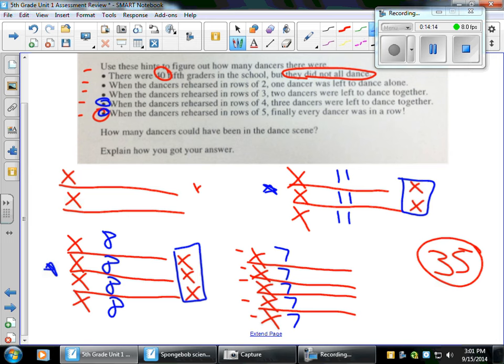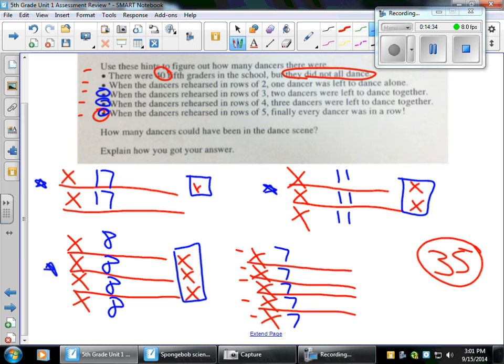Last one. I have 35 and I have to divide it by 2. So this one worked. If I divide it by 2, that means I would have 17 in each row. 17 times 2 is 34 with 1 extra. So 35 is your answer. You see how I was able to prove that?